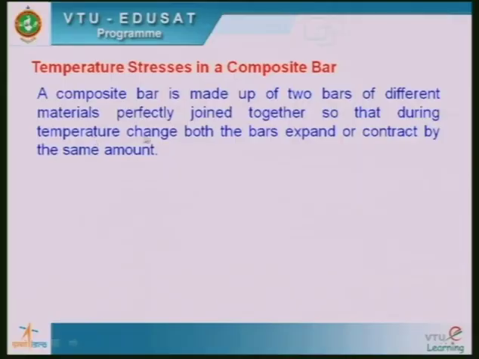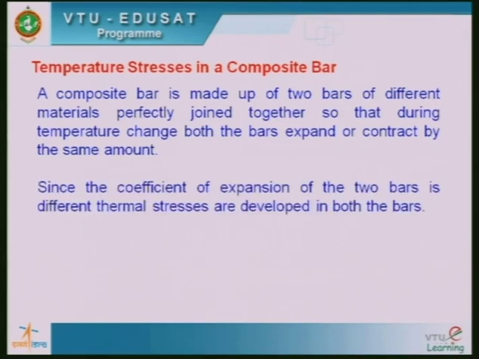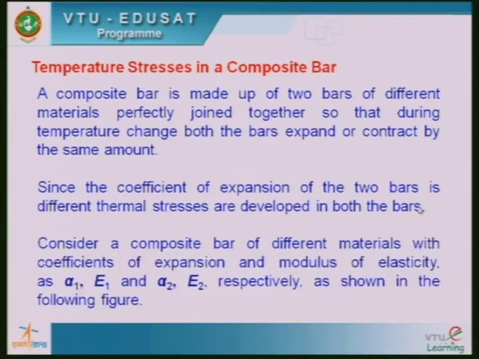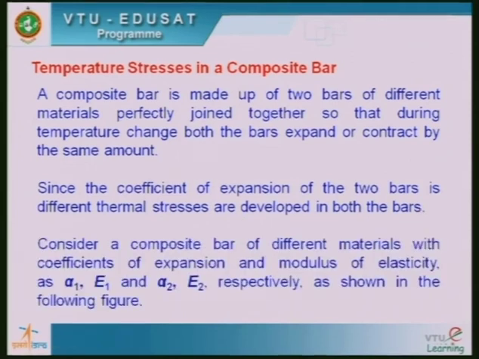See, again, a composite bar is made up of two bars of different materials perfectly joined together, so that during temperature change both the bars expand or contract by the same amount. They cannot undergo differential expansion or contraction. Uniform expansion and contraction will be there in the composite bar. But since the coefficient of expansion of the two bars is different, thermal stresses are developed in both the bars. Now consider a composite bar of different materials with coefficient of expansion and modulus of elasticity as alpha 1, E1, alpha 2, E2.